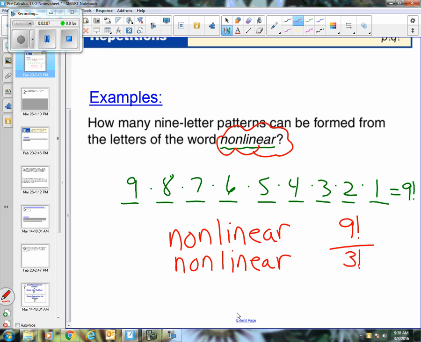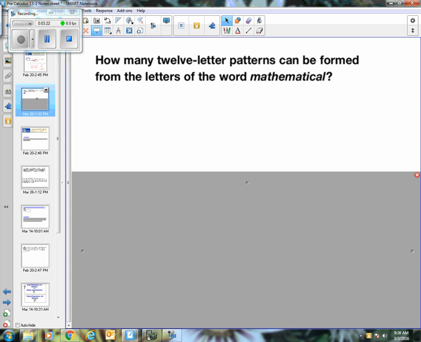So when I divide these, I'd end up getting 60,480. I'm going to have you doing a little bit of that arithmetic on your own. The more important thing is figuring out what factorial that is. So if you have things that are repeated, we don't want to count that pattern or that password more than once.